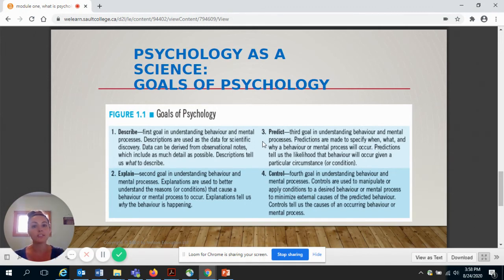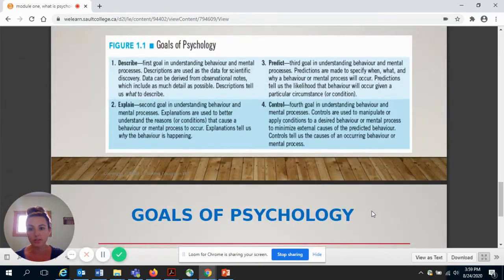The third goal is to predict. So understanding the behavior and mental processes, predictions can be made to specify when, what, and why the behavior or mental process will occur. So in what circumstances is it going to happen again? And then the fourth goal is understanding and then being able to control. So controls are used to manipulate or apply conditions to a desired behavior or mental process. So being able to control that behavior or mental process in the future.